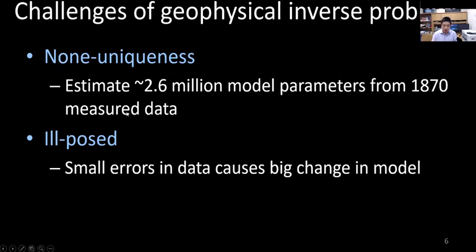In addition to that, we also have the ill-posedness problem, meaning that small errors in data could cause a lot of changes in the model. That is something we want to avoid, because we want our model to be stable, or robust against the measurement errors.